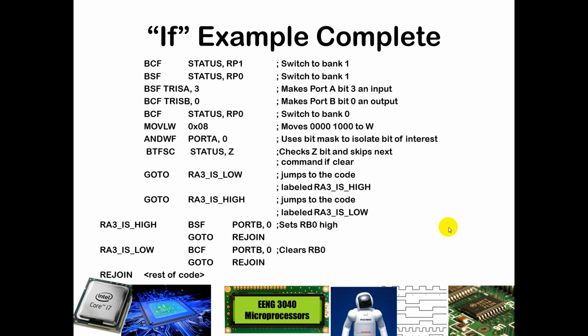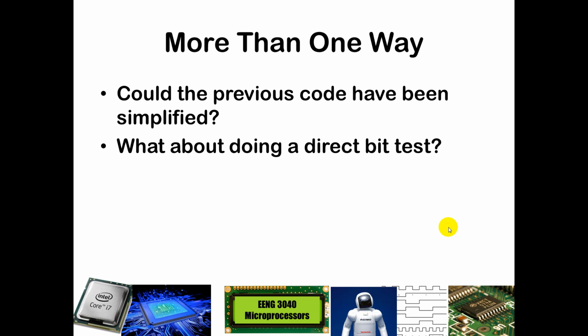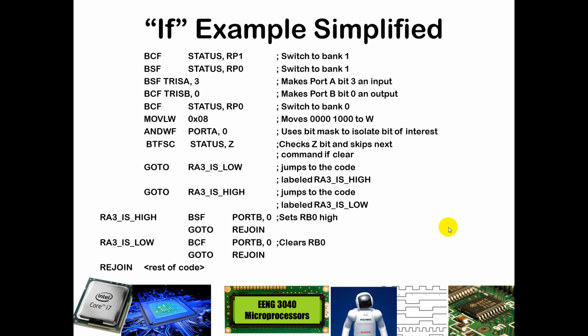The question is, can we simplify this a little bit? This seems a little bit cumbersome, and the answer, of course, is yes. And we would do that using a direct bit test on port A bit 3. I just did this long roundabout way so you could see what happens with the status register. So what we can actually do is go back to this code here, and instead of doing this masking and then checking to see whether bit Z of the status register was a 1 or a 0, we can just do a direct bit test.